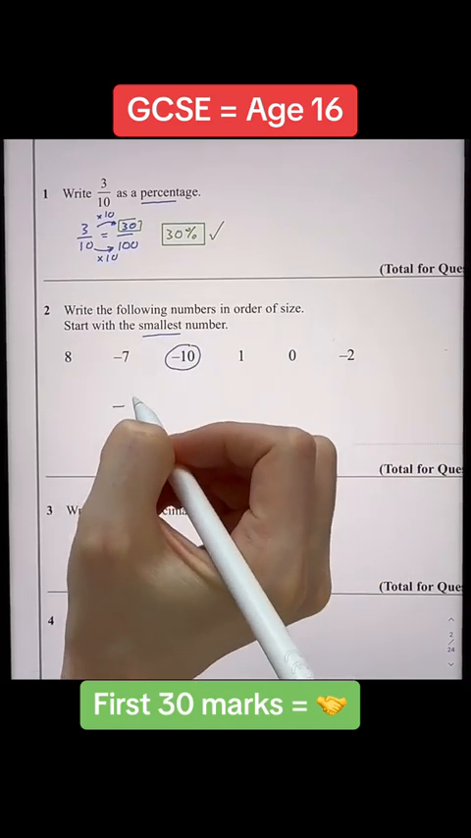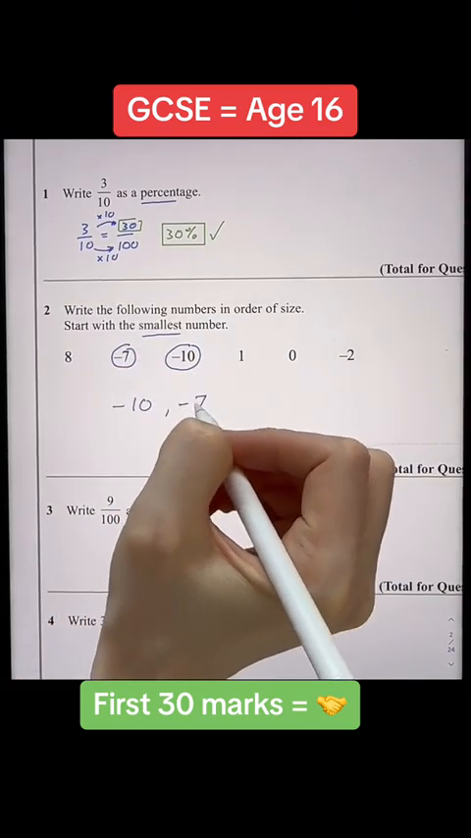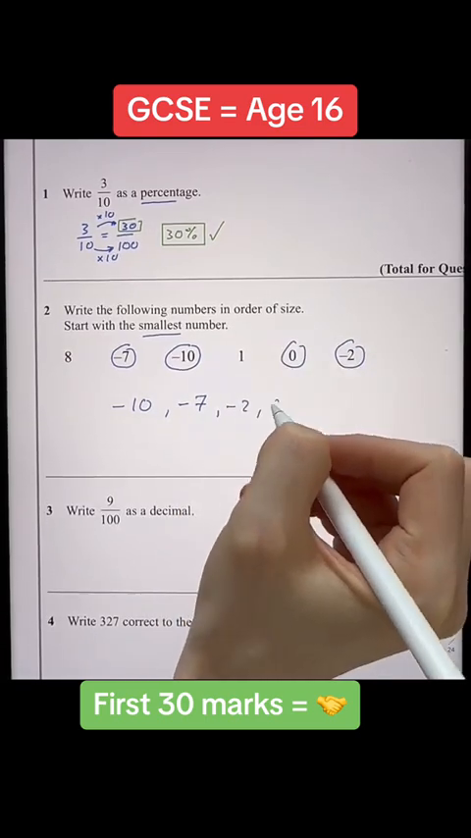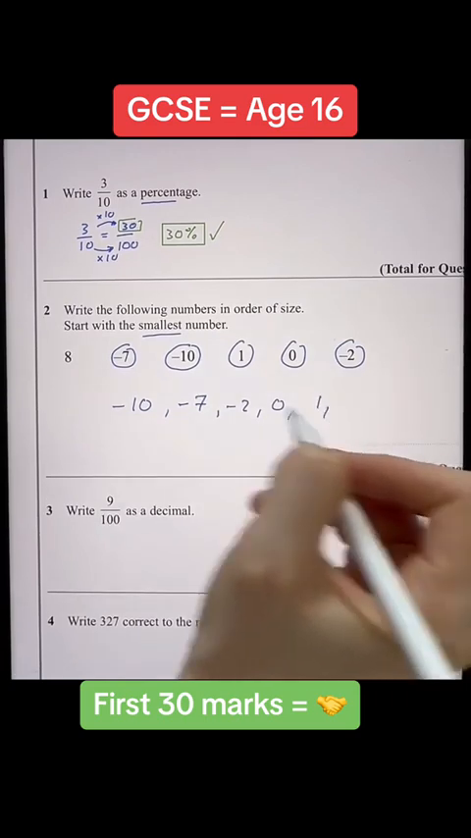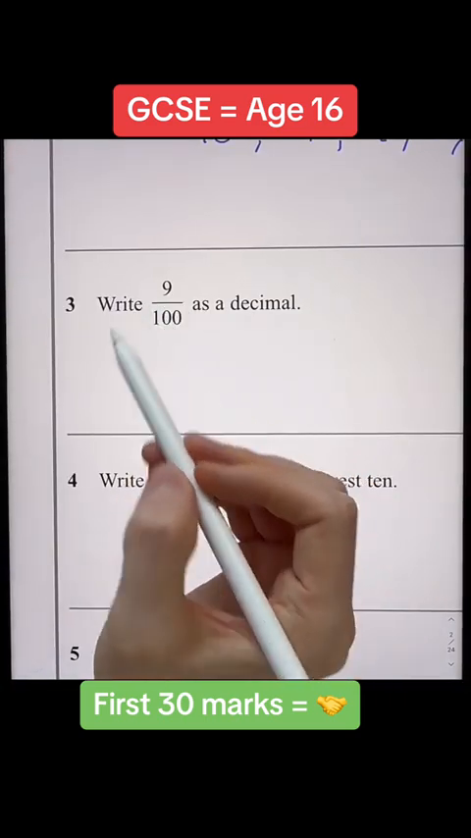Well, the smallest number is our largest negative. In this case, our largest negative is negative 10. The next largest negative is negative 7. The next largest negative is negative 2. Then followed by 0. Then followed by 1. Then followed by 8.